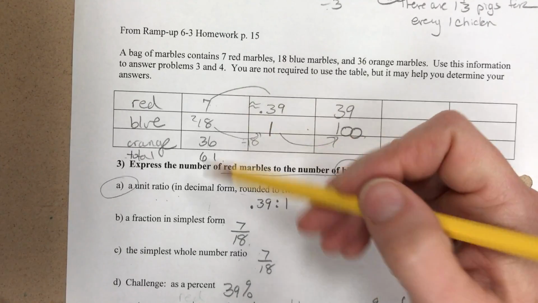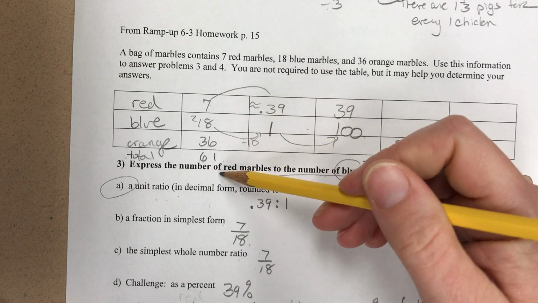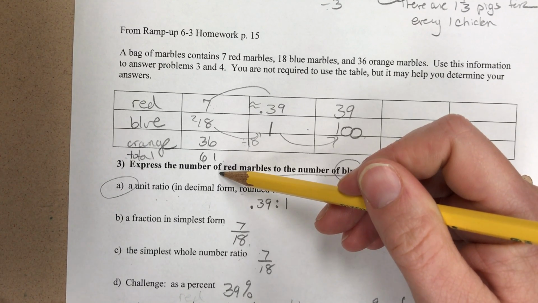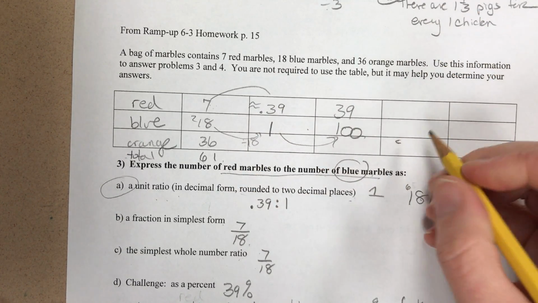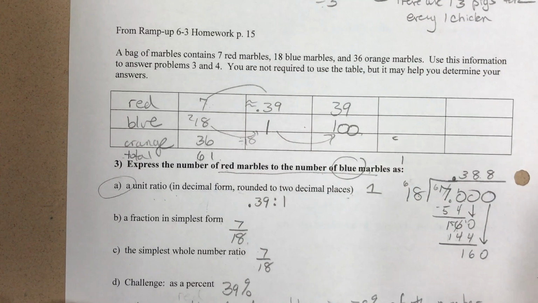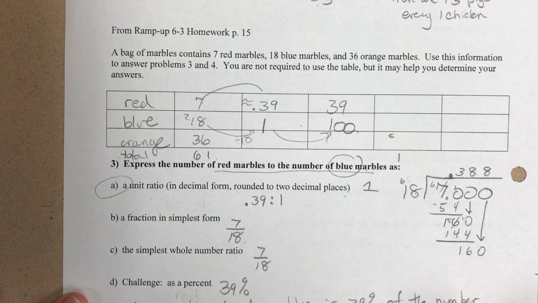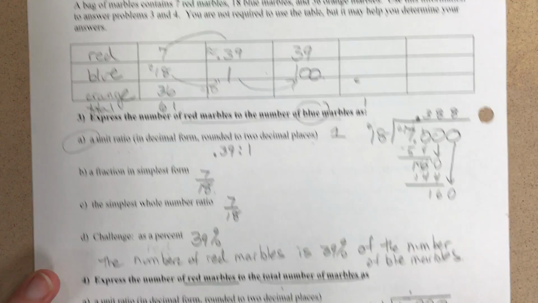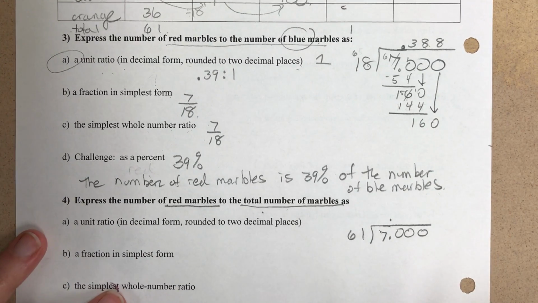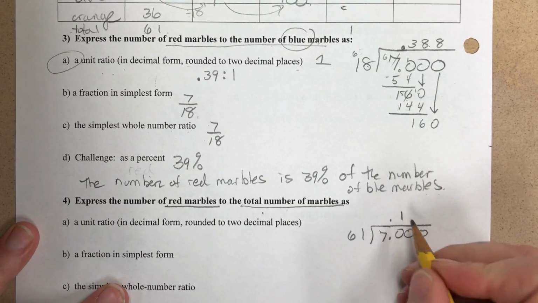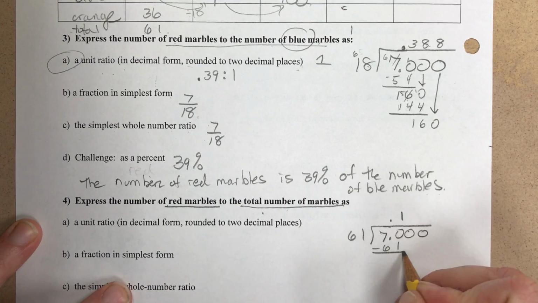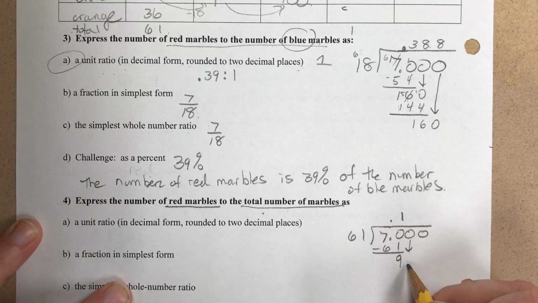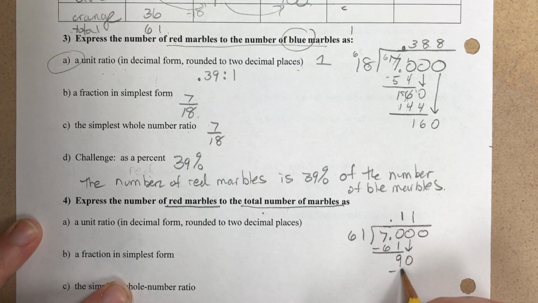All right, so we're doing red to total, which is 7 to 61. A unit rate, so I need to make that 61 out of 1. So 7 divided by 61, rounded to 2 decimal places, so I'm going to need, oopsie, I'm going to need 3 decimal places. Well, the good news is that's only going into there evenly once. Once again.